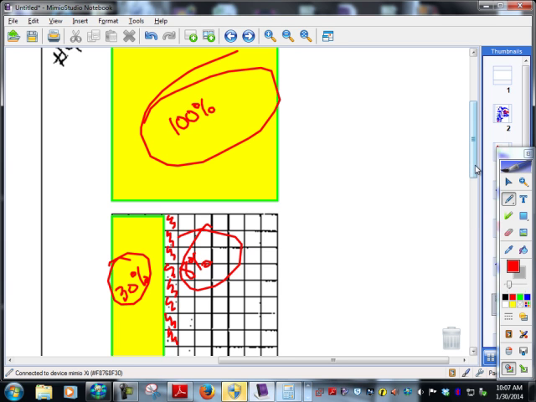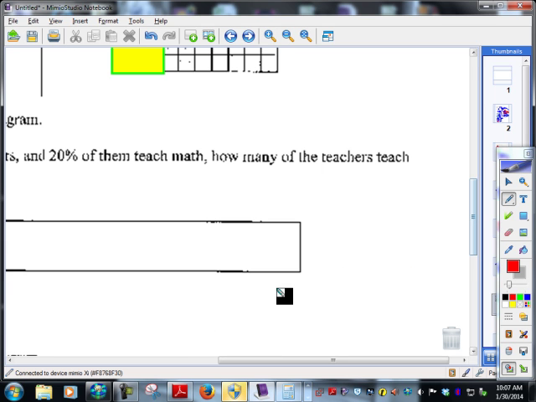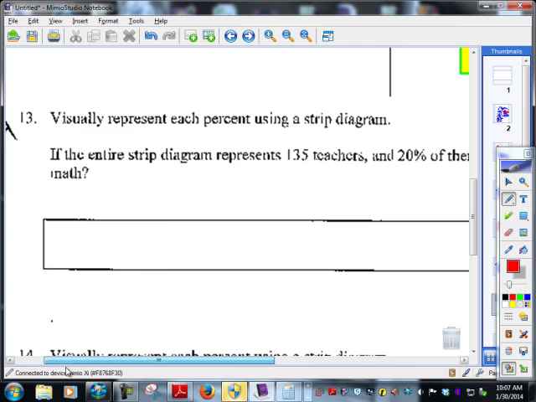You wrote 8% instead of 38. Oh, never mind. All right. Is this the next question here, number 13?